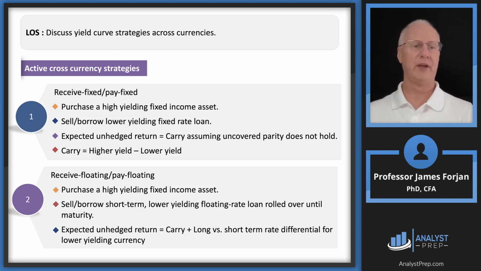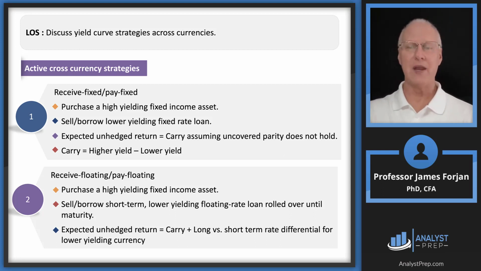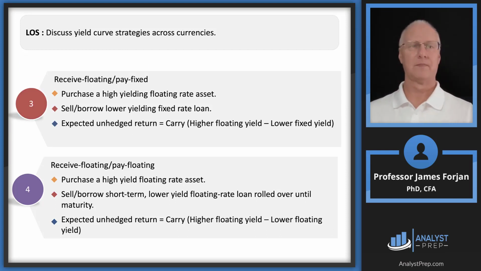So if we receive fixed and pay fixed, then we can receive floating and pay floating, right? We're going to do the same thing, but we're going to borrow with a floating rate and we're going to invest in a floating rate. And so that yield, this is going to be an unhedged return. It's going to be the carry, the difference between the 2 yields like we just had above in the receive fixed and the pay fixed. But then we're going to have a difference between those interest rate differentials for that lower yielding currency because we're going to borrow in the lower one and then we're going to have to repay somewhere down the line.